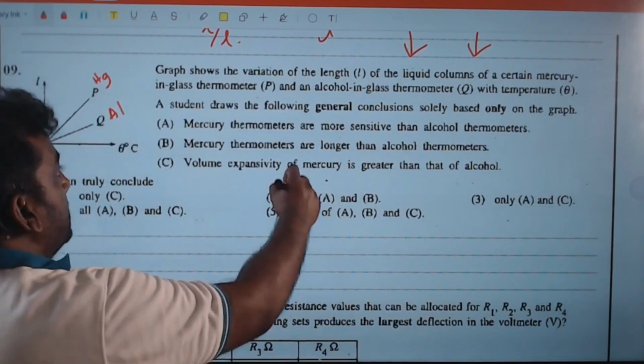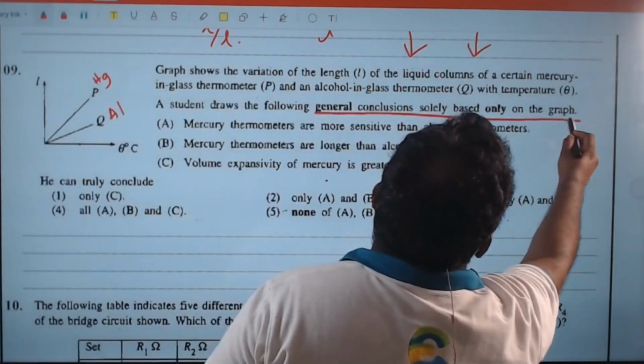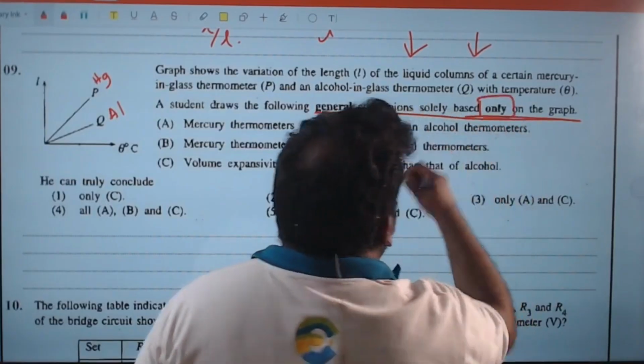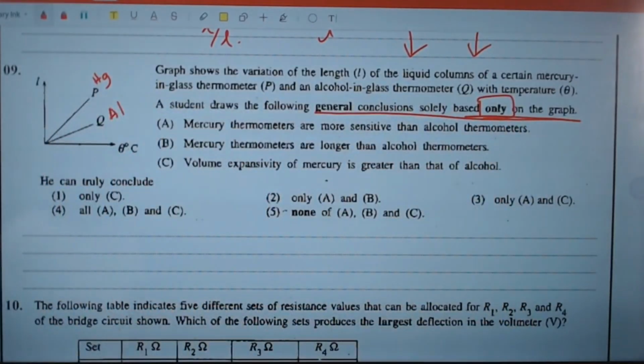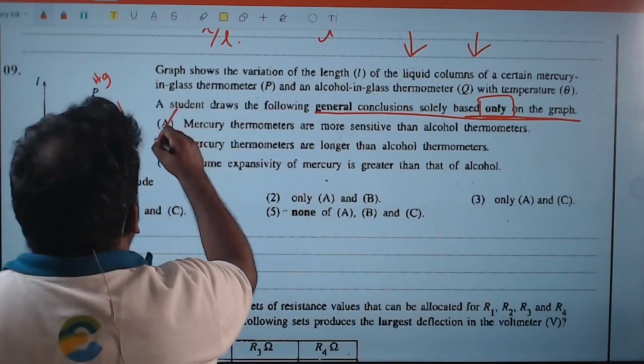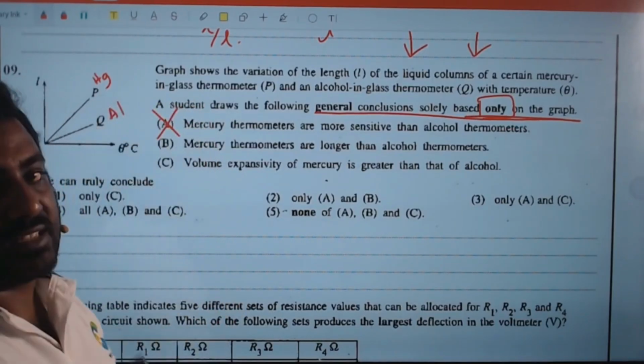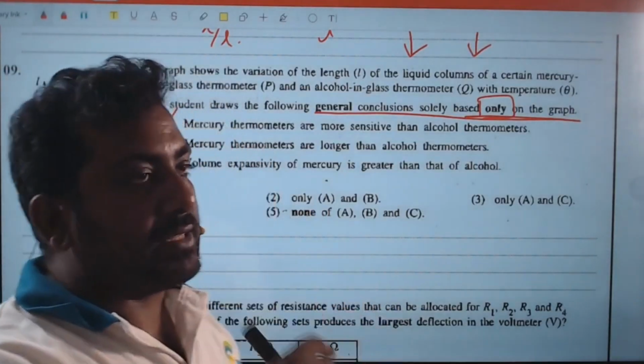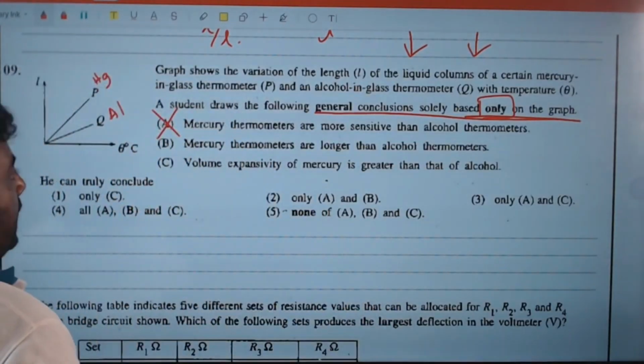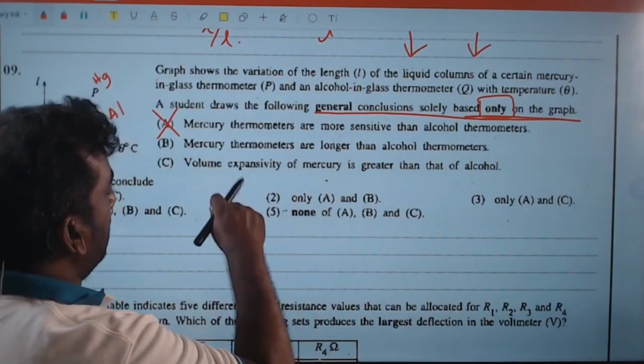A student draws the following general conclusions based solely on the graph. Mercury thermometers are more sensitive than alcohol. Wrong. Alcohol is more sensitive than mercury. Why? Expansivity is high. Alcohol is more sensitive than mercury because sensitivity is high.